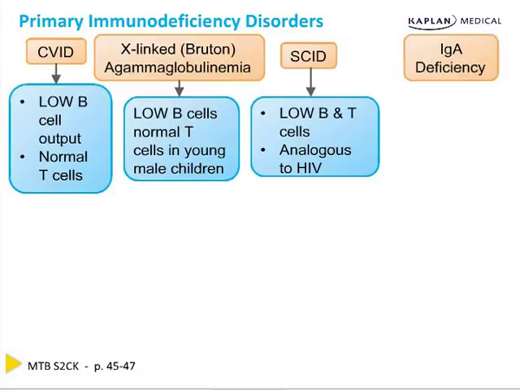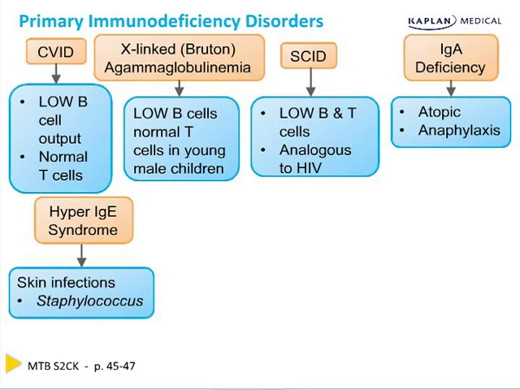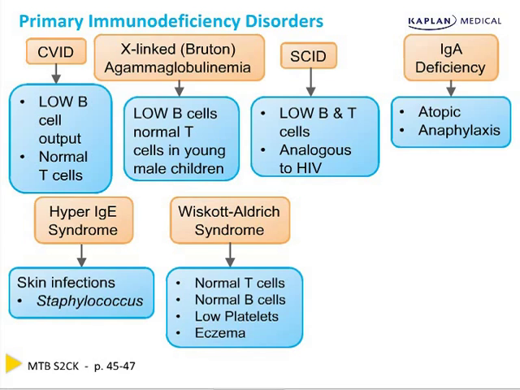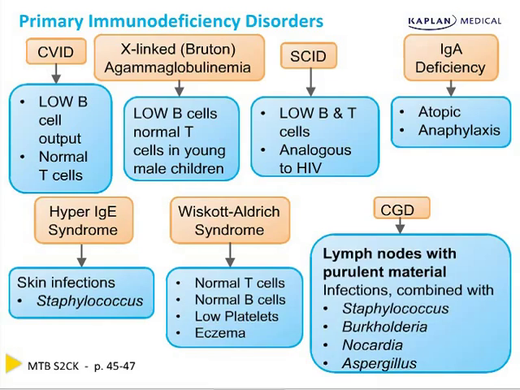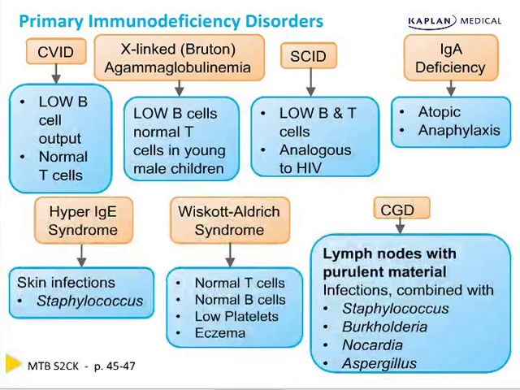IgA deficiency is going to be anaphylaxis with a blood transfusion. Hyper-IgE syndrome is recurrent skin infections with staphylococcus that look like large pimples. Wiskott-Aldrich syndrome is normal T cells, normal B cells. They decline with age, but you're going to look for low platelets, thrombocytopenia, and eczema. And lastly, CGD is when you're going to have recurrent infections of the lymph nodes that drain purulent material. You're going to have infections such as staph, Burkholderia, Nocardia, and Aspergillus.